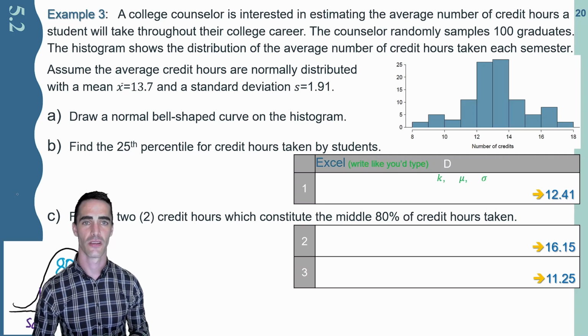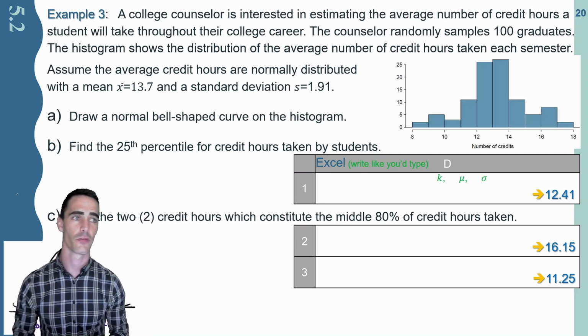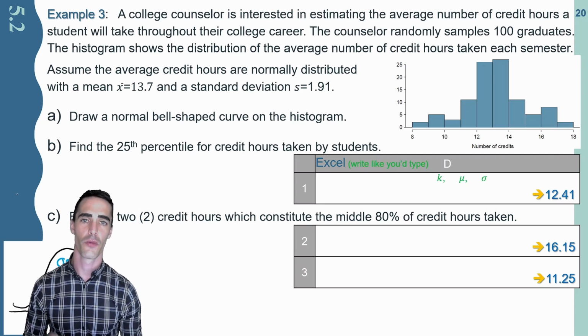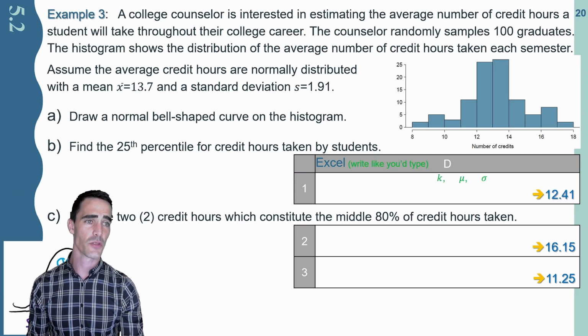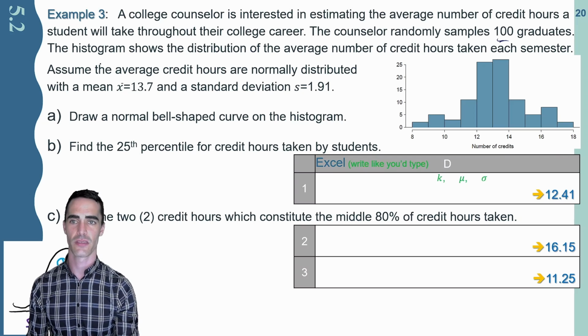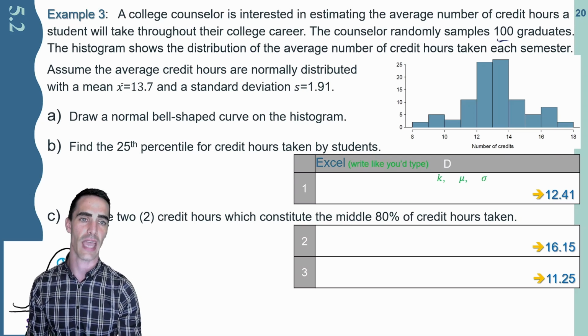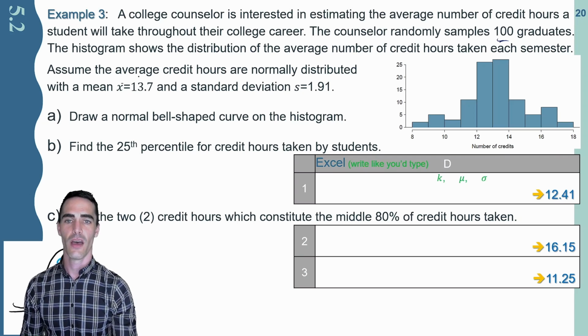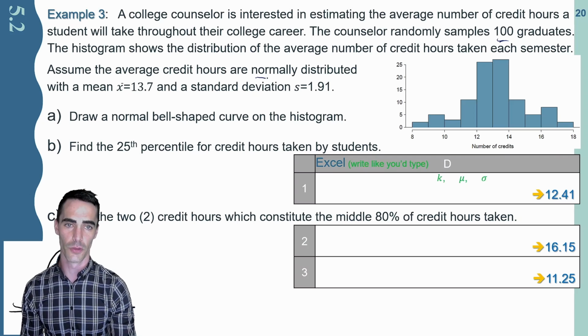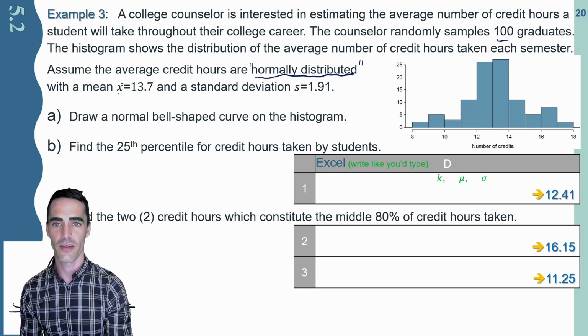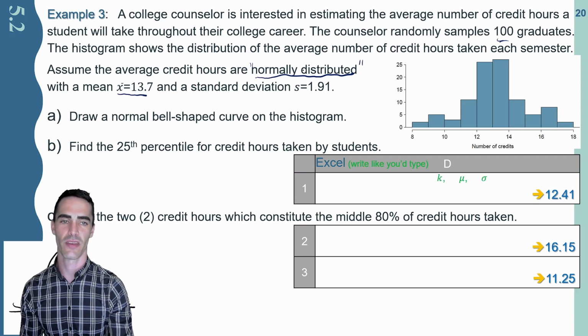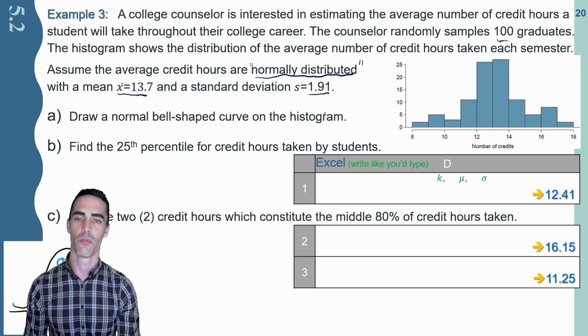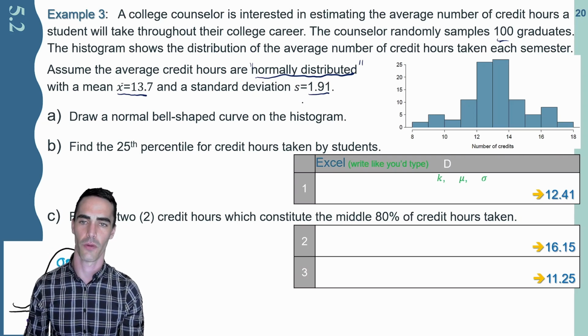A college counselor is interested in estimating the average number of credit hours a student will take throughout their college career. The counselor randomly samples 100 graduates. The histogram shows the distribution of the average number of credit hours taken each semester. Assume that the average number of credit hours are normally distributed. Okay, there's a nice hint. We know what distribution we're following. And we have a sample mean of 13.7 and a standard deviation of 1.91. Very fancy, already computed for us.